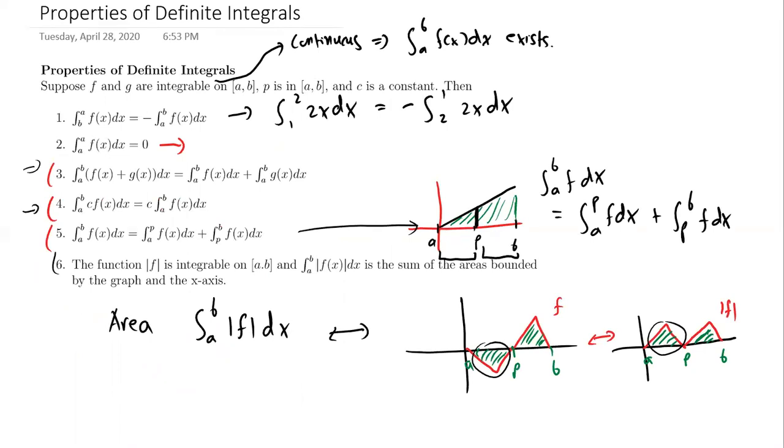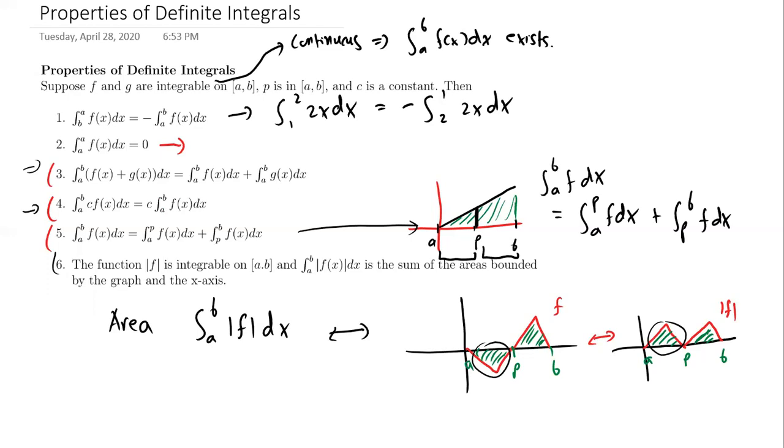Other things were more intuitive. So property 2: if you're trying to calculate the net area of a region of length 0, it doesn't matter the height, that area is going to be 0. Property 5 was that you can separate the integral into smaller intervals, as long as those intervals add up to the whole thing. And then we also talked about how to find the area of a function instead of net area using definite integral notation. Just take the absolute value of a function.